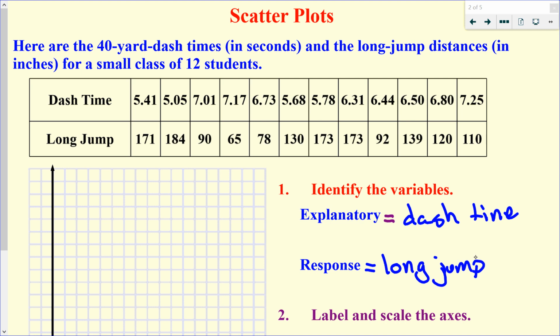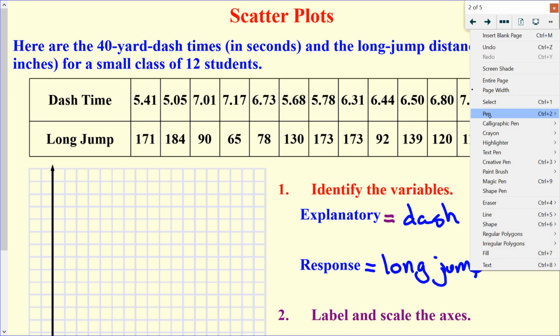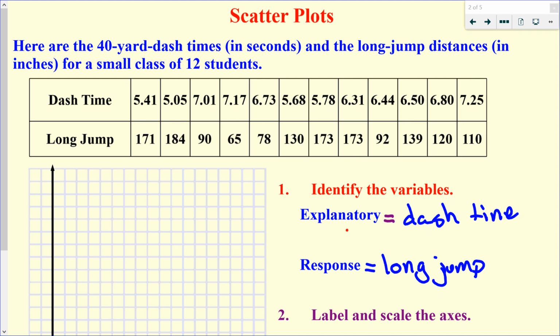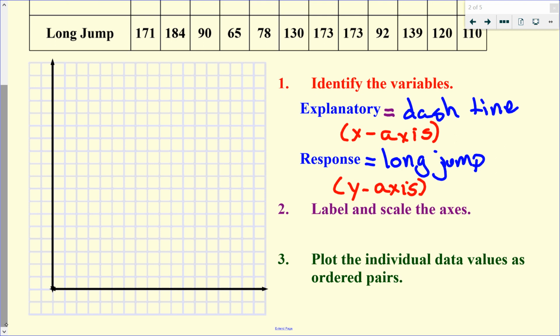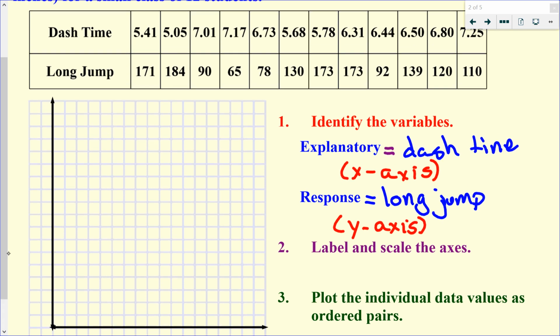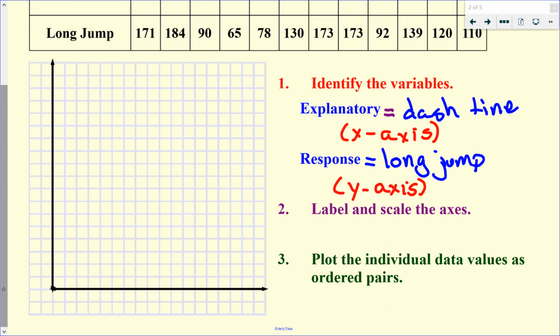All right, so we've identified which one is our explanatory, and the explanatory variable is the one that goes on the x-axis, and the response variable goes on the y-axis, which again relates back to an earlier concept of dependent versus independent. So next we want to label and scale our axes. So I'm going to put dash time on the x-axis. They look like they run from 5 to 7. So we can probably cheat a little bit. I'm going to go ahead and put a break in here.